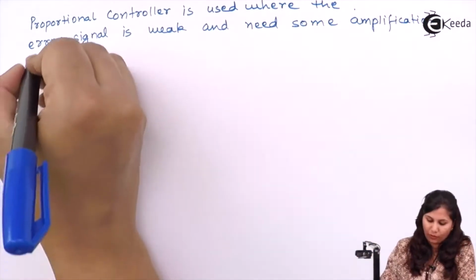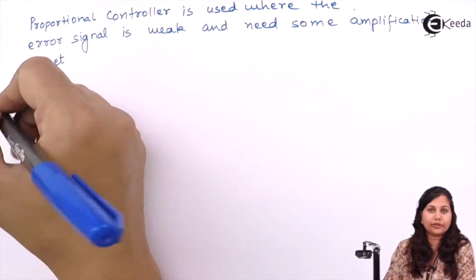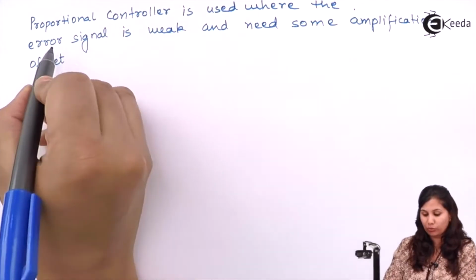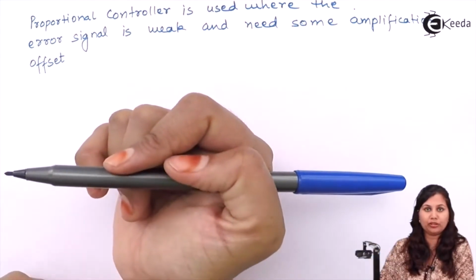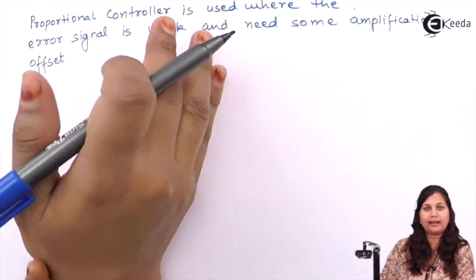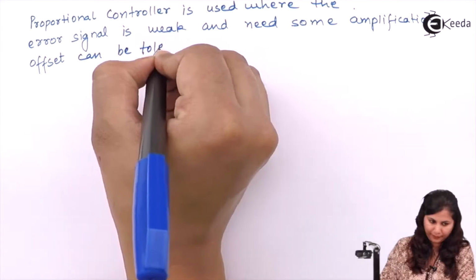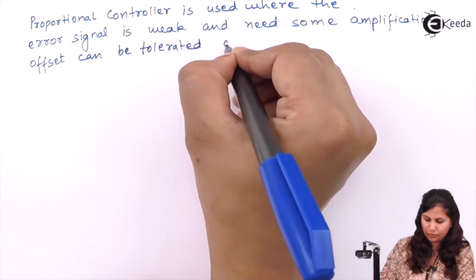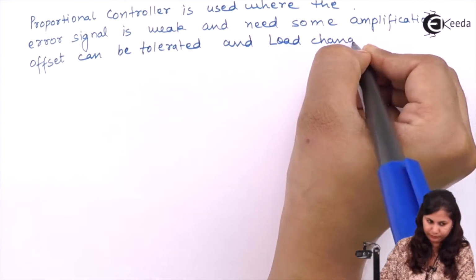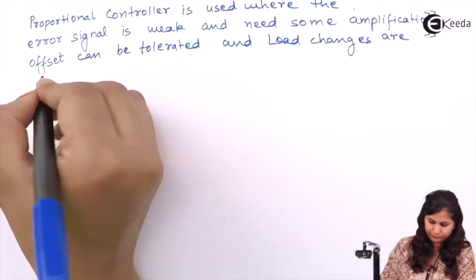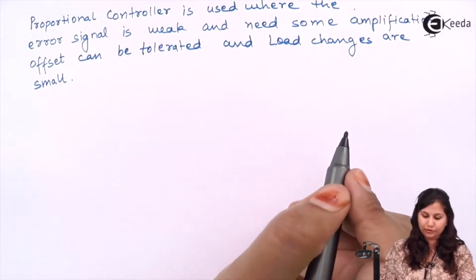Also, it is used where offset can be tolerated, because the proportional controller introduces offset in the system. So if we want to amplify the error signal, offsets will be introduced if we are using the proportional controller. So it can be used only at those places where offset can be tolerated and load changes are small. These are the places where we can use the proportional controller.